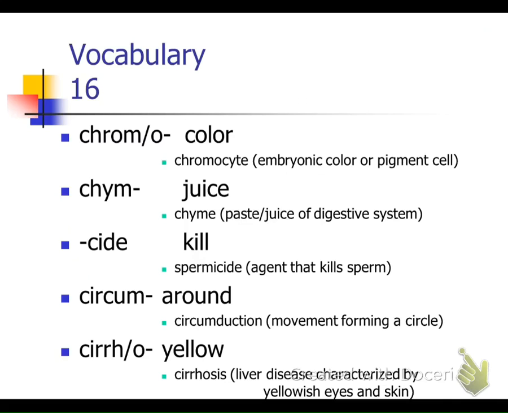Side, spermicide, homicide, suicide. We've seen that side term to mean kill. Circum, around. Circumcise, circumduct, circumnavigate. Cirro, yellow. If someone has cirrhosis of the liver, it's a condition where the liver is malfunctioning, their eyes become yellow, and there's some yellowing of some of the tissues, and so that's where it gets its name. But cirro meaning yellow.